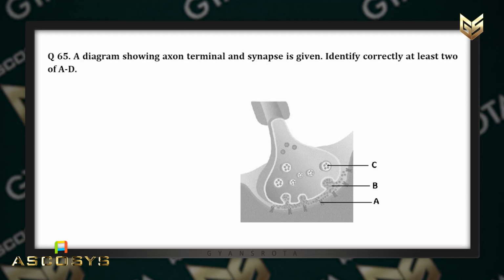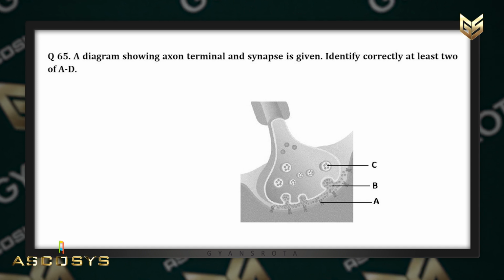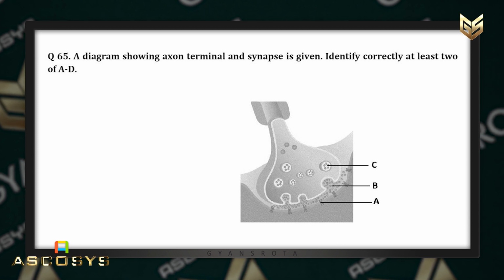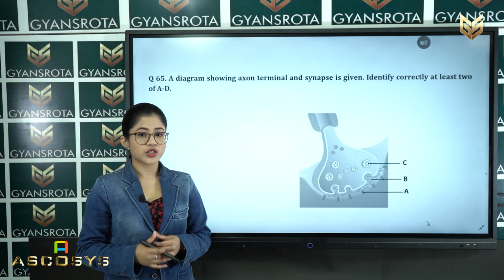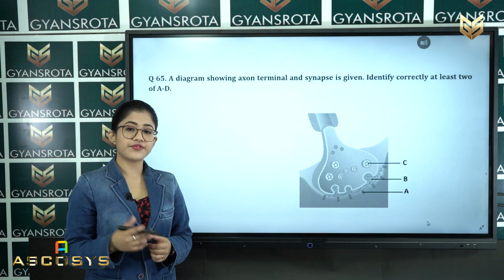In this question number 65, you can see a diagram showing axon, terminal and synapse. Identify correctly at least two of A to D labeling. So student, observe this figure carefully. Now let's see what are the options given.